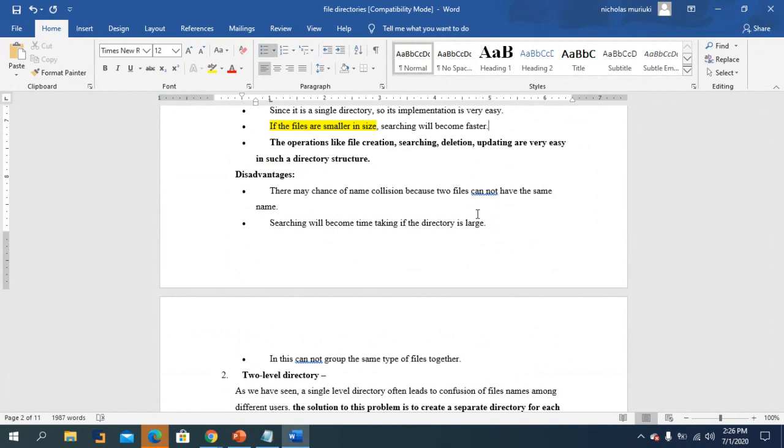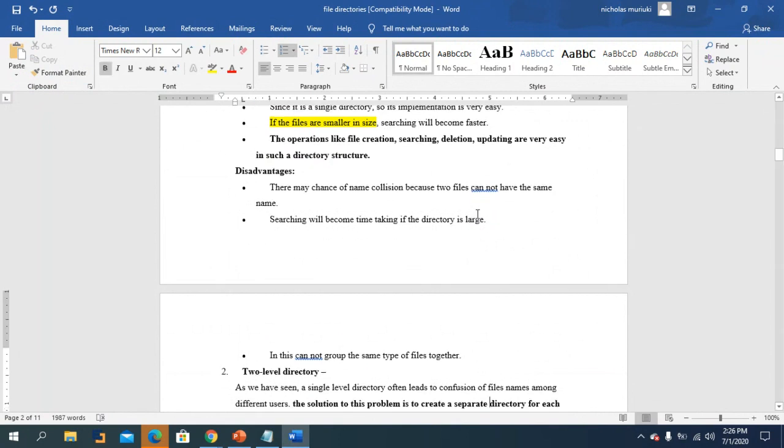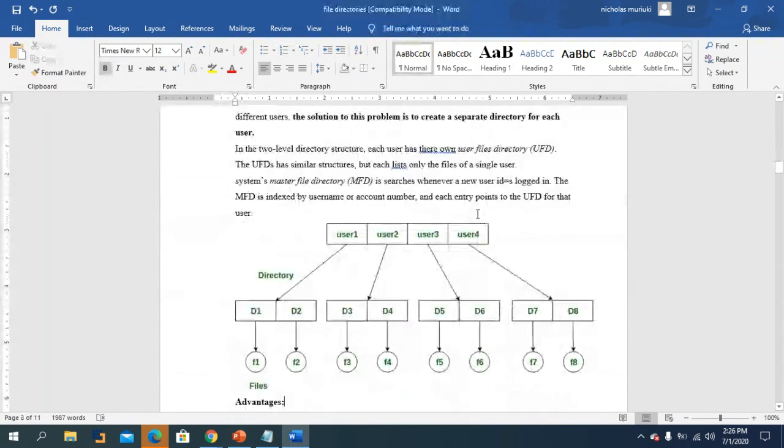Then it cannot group the same type of file together. Meaning that if you have the same file, you have to create a different directory. So it can't group the same type of file, and we end up with duplication of files. We said we can resolve that maybe through the use of a two-level directory.